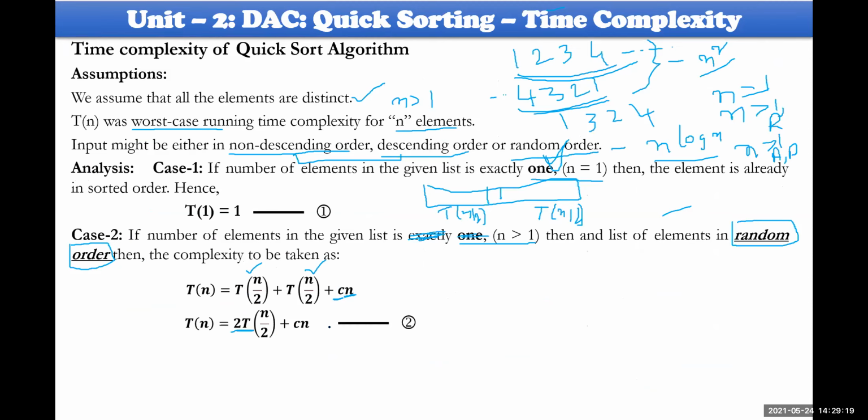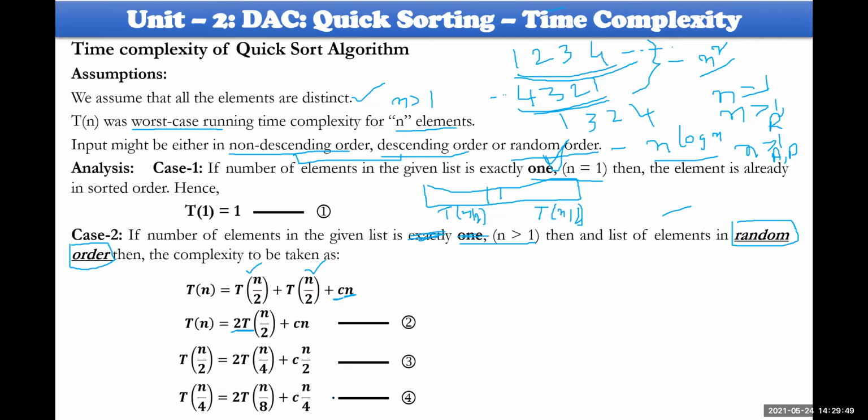Okay, equation number 2. And here, identify the value of T of n by 2, that is 2 into T of n by 4 plus C into n by 2. Because n comparisons happen for n elements, then if the input is n by 2 elements, how many comparisons? n by 2 only. Then this is equation number 3. Then go for equation number 4 also, that is T of n by 4 equals 2 into T of n by 8 plus C into n by 4. Okay, equation number 4.